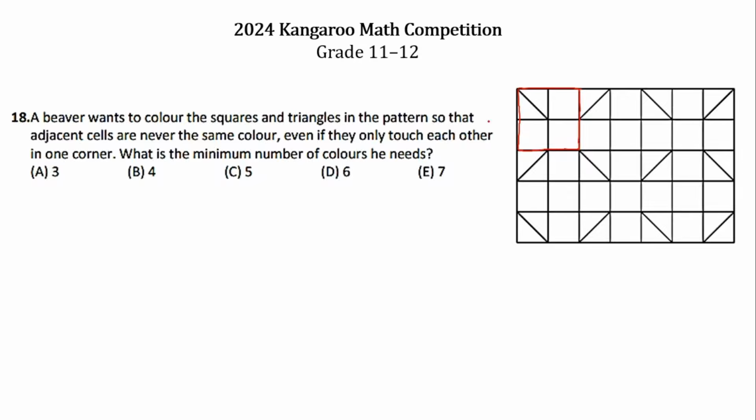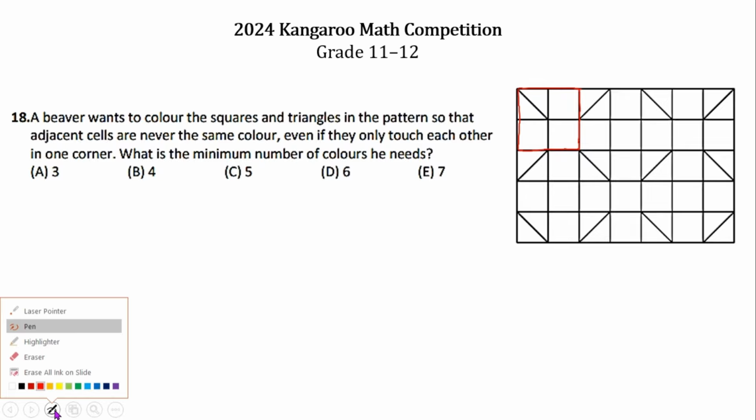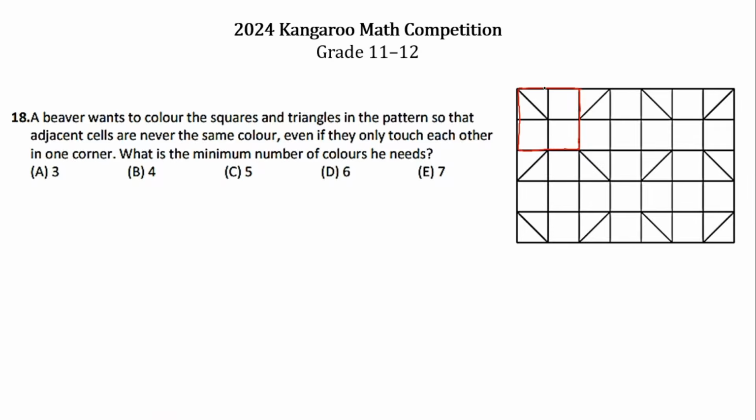For example, so I'll just use a different color for the pen. So for example, I can color this one red, this one green, this one yellow, this one blue, this one orange. Okay, so it's necessary that all these 5 regions must have different colors because they meet at this vertex. Alright, this one right here.